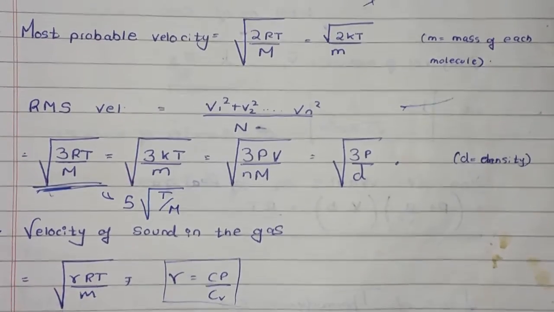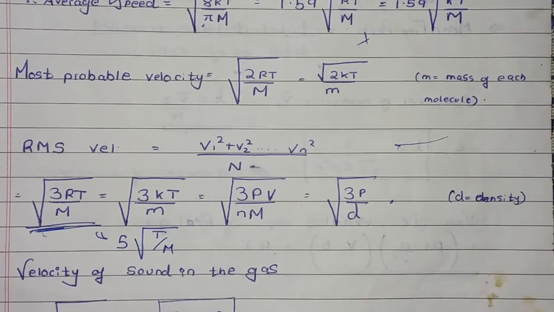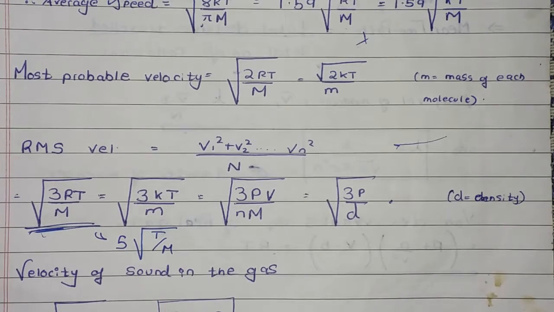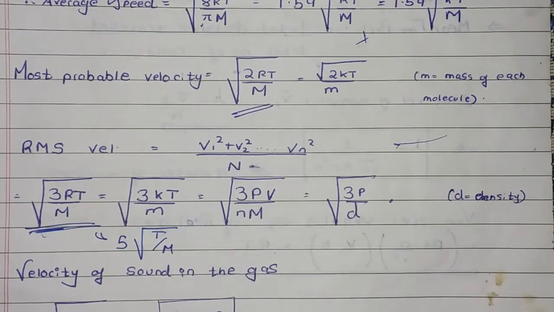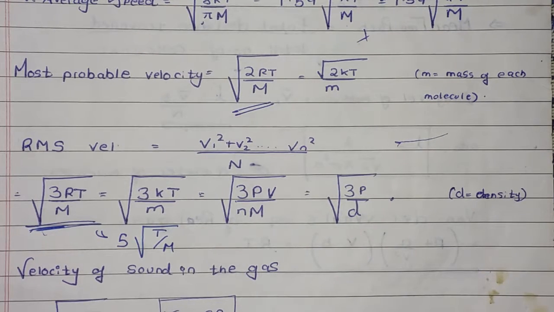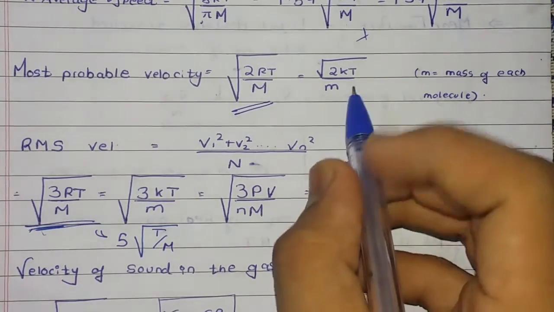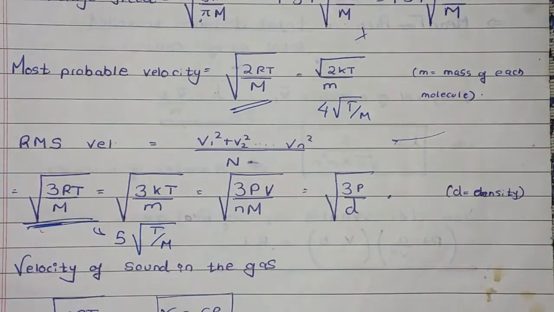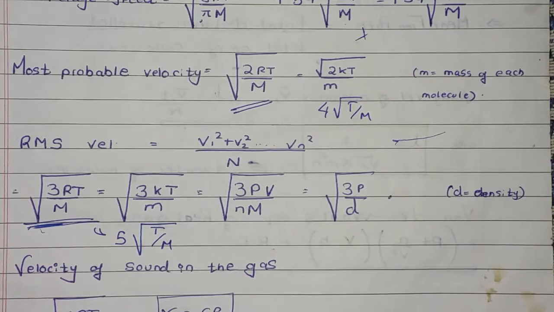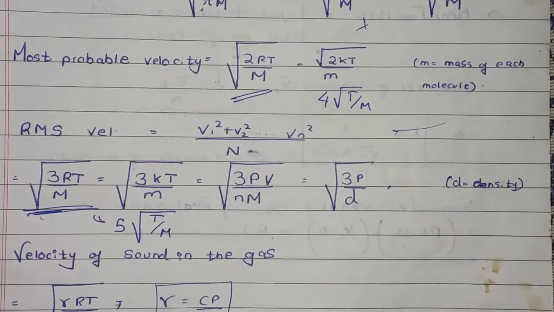Oops, I forgot the most probable velocity here. It's under root of 2RT upon m, or 2kT upon m where k is the Boltzmann constant. Now what is the value of R? 8.314. Multiply it by 2, we get approximately 16, because if you're solving multiple choice questions you have to use this kind of shortcut. Take 16 out, 4 root of T by m. So most probable velocity is 4 root of T by m, RMS velocity is 5 root of T by m.